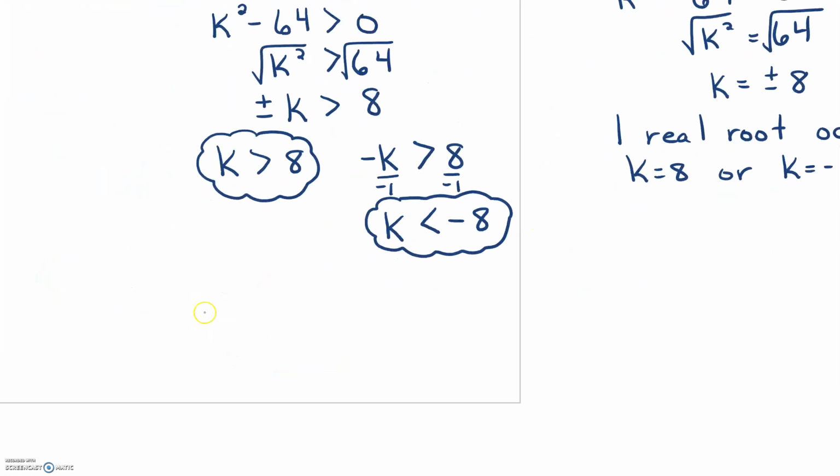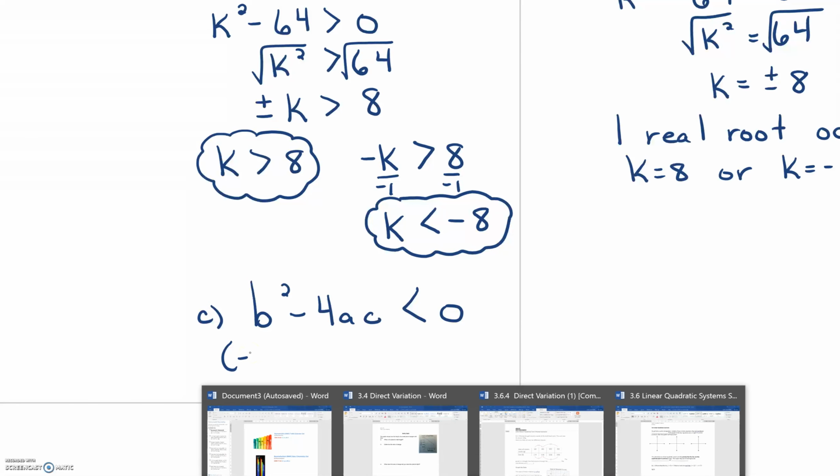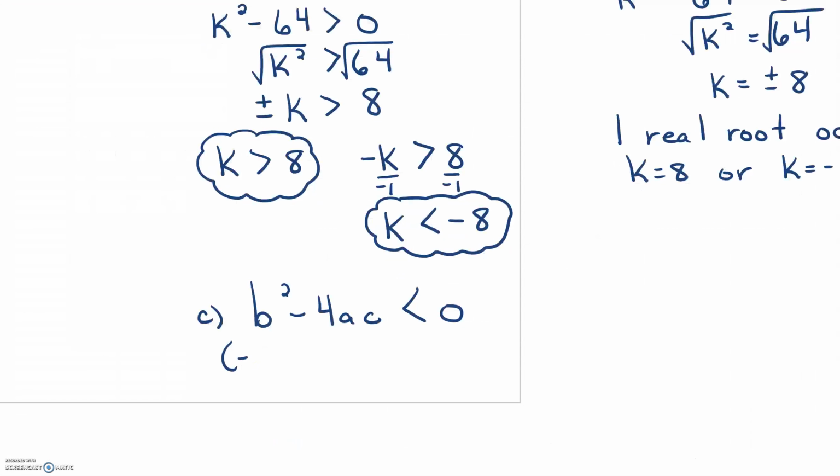All right, moving on to C, same idea, except in this case it's for no real roots. So which values of k will work for no real roots, which means that your value has to be less than 0. Same idea: negative k squared minus 4 times 2 times 8. So we've got k squared minus 64 is less than, I don't know why I keep putting an 8 there, I'm sorry, it's a 0.